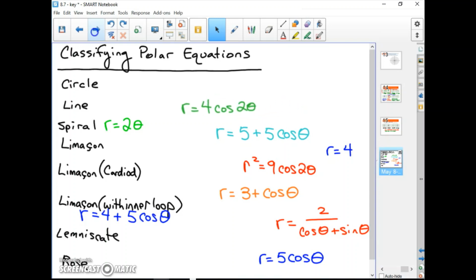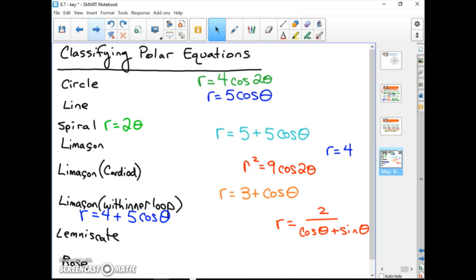4 cosine theta. Oh wait, no, that's not 4 cosine theta. That would be a big difference. Okay, you notice these two look kind of the same. One of them is a circle and one of them is a rose.